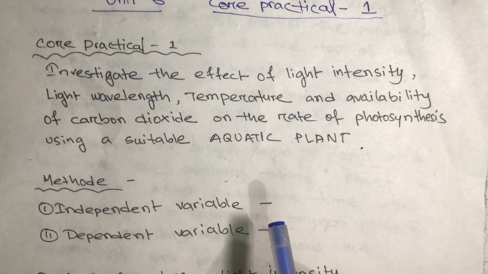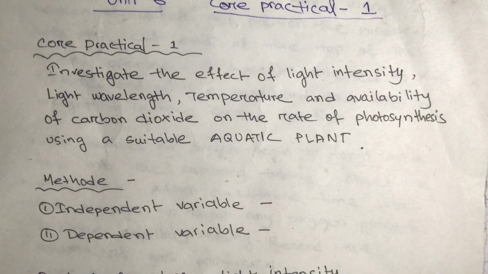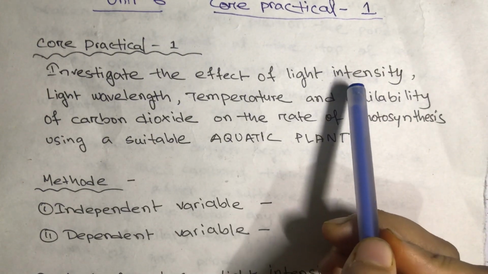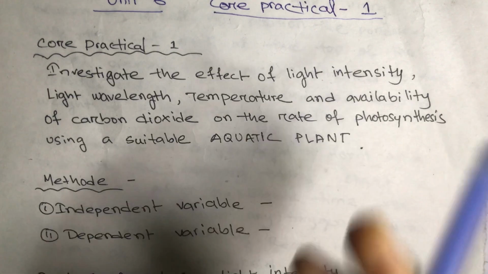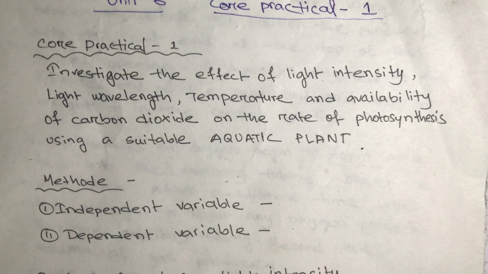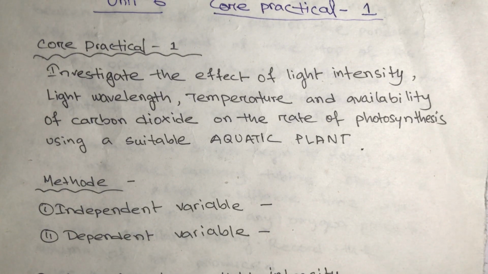And for the independent variable, in the case of light intensity we can use light bulbs with different intensities, and in the case of light wavelength we can use lights with different color filters. To do this experiment we need to have an aquatic plant.